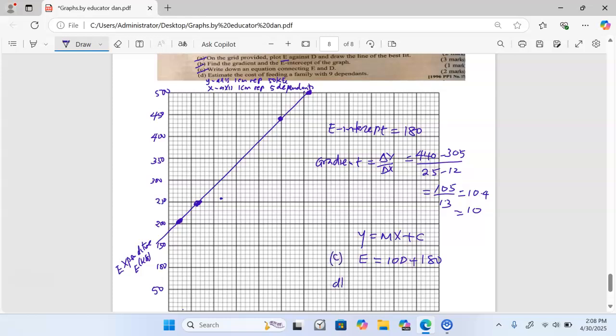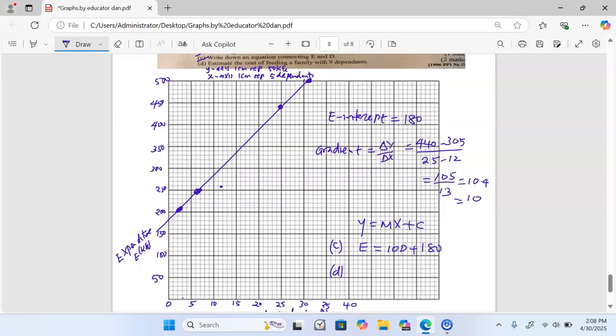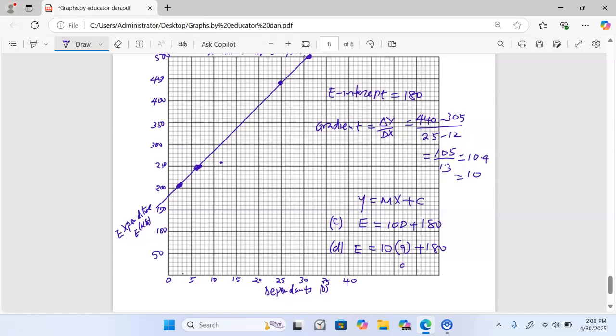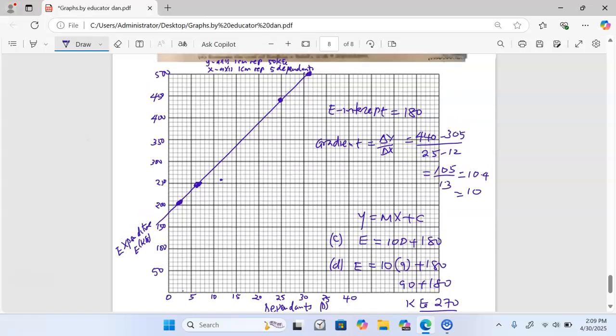To tackle part D, estimate the cost of feeding a family of 9 dependents, the cost is the same as expenditure, which is 10 multiplied by D, which is 9, plus 180. This gives us 90 plus 180, giving us 270 Kenyan pounds. That brings us to the end of that question.